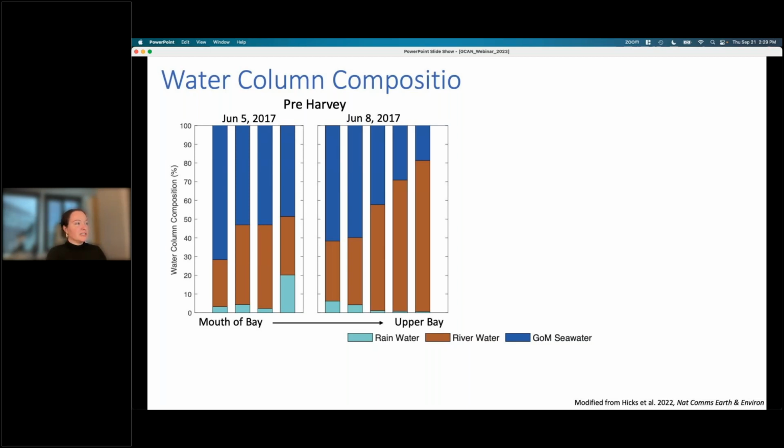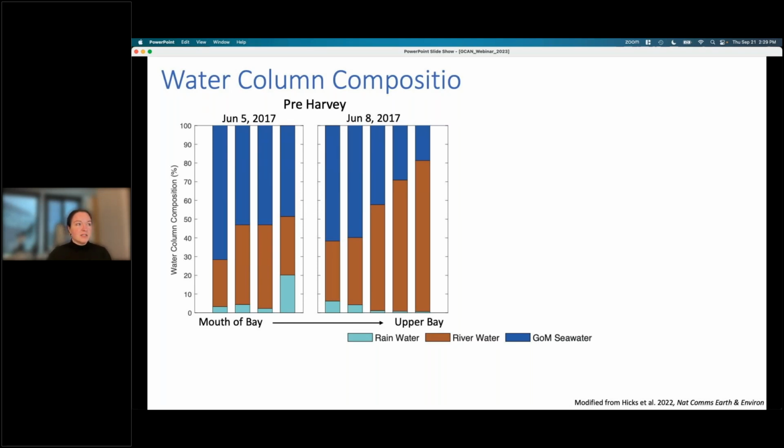One of the things that we can see across this time point before Harvey occurred is that we generally see increasing fractions of river water moving from the mouth of the bay to those freshwater sources, and decreasing contributions of Gulf of Mexico seawater, as you might expect as we move away from incoming seawater and towards those river water sources.